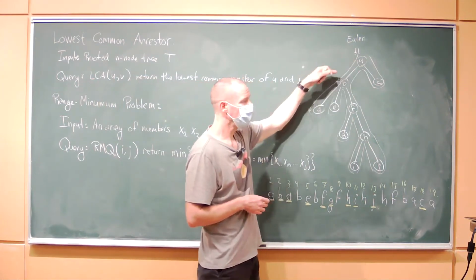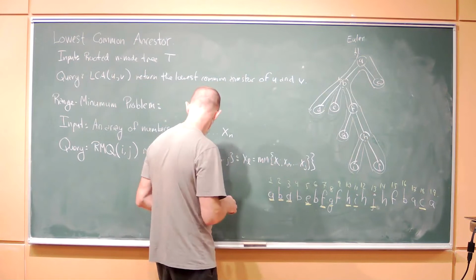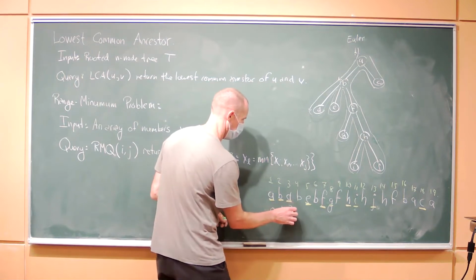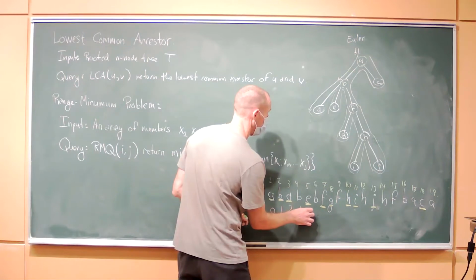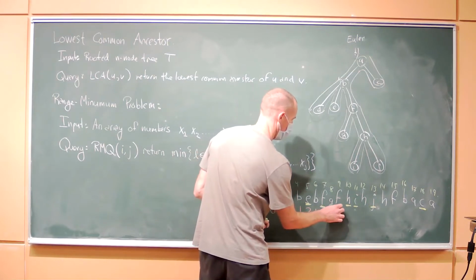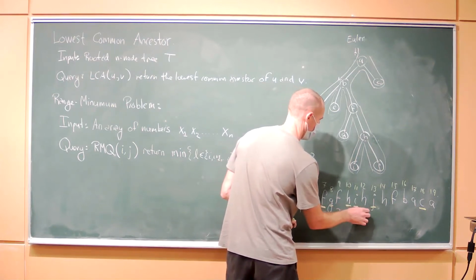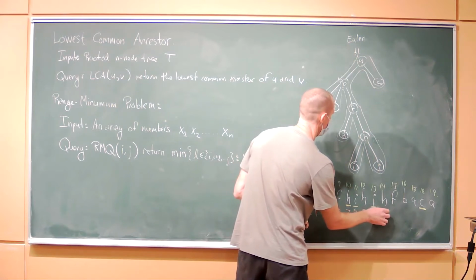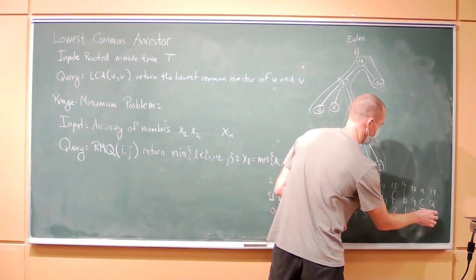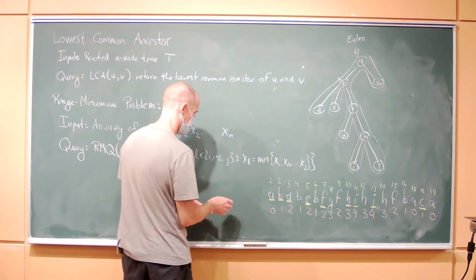So A has depth 0. These two have depth 1, depth 2, 3, and 4. So this looks like the depth sequence is 0, 1, 2, back up to 1, 2, back up to 1, 2, 3, back up to 2, 3, 4, 3, 4, 3, 2, 1, 0, 1, 0. Okay. So these are the nodes, and these are the depths.